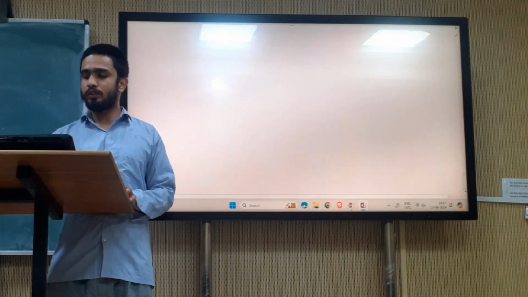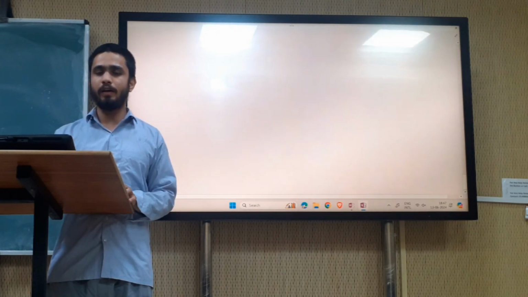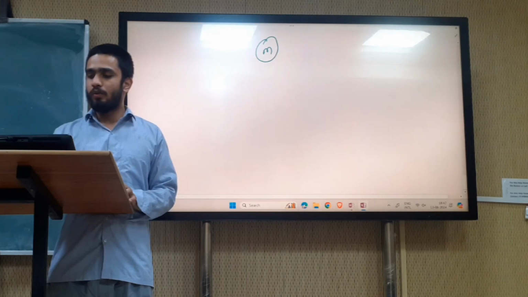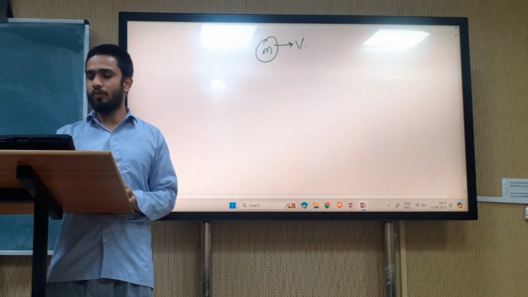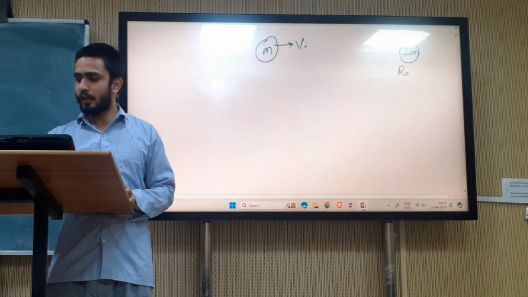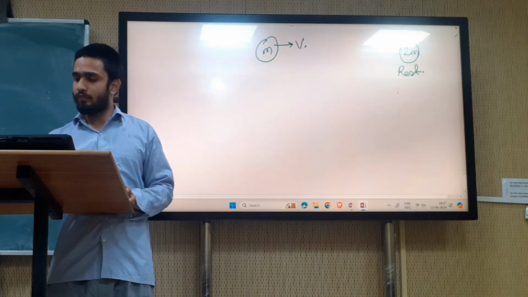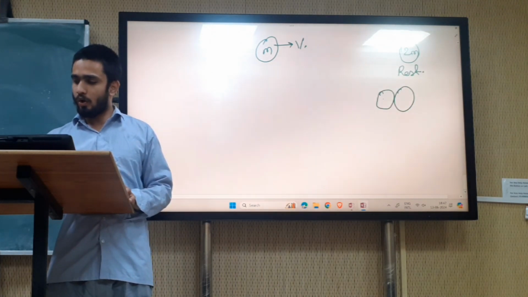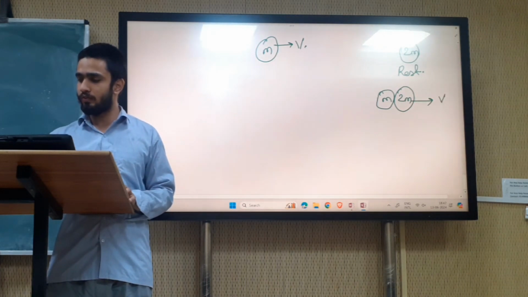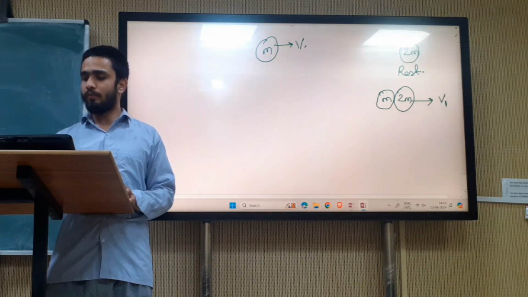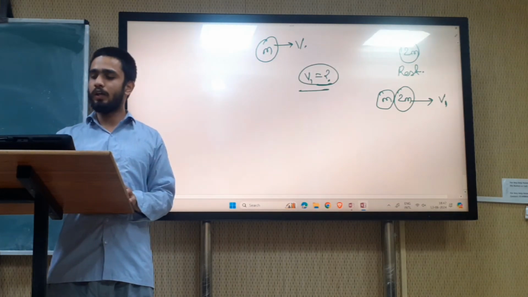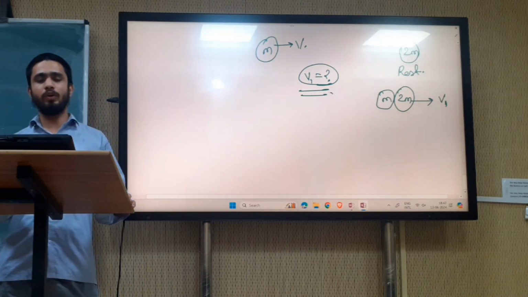Suppose there is another example. There is a ball of mass m moving with velocity v, and the mass 2m is at rest. After the collision, both 2m and m combinedly move with velocity v1. We have to find the velocity v1, which is unknown.